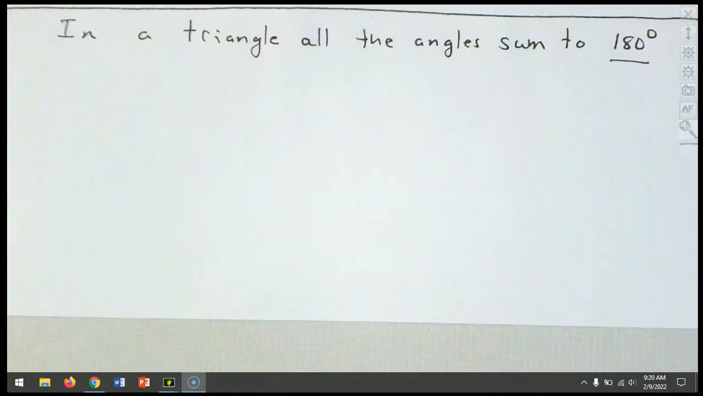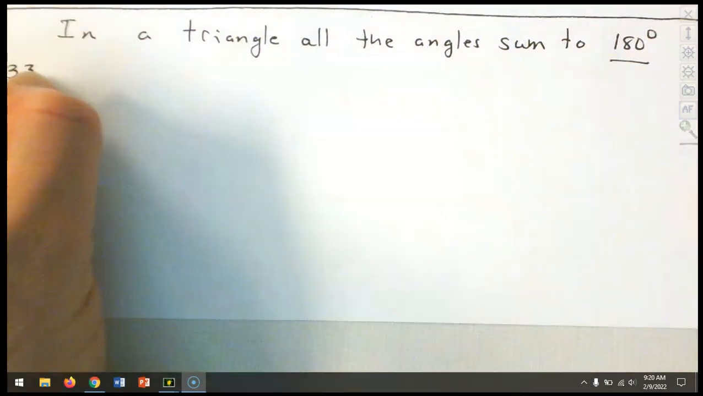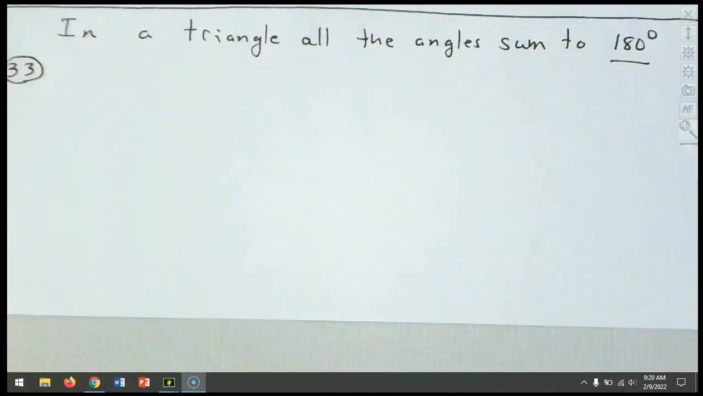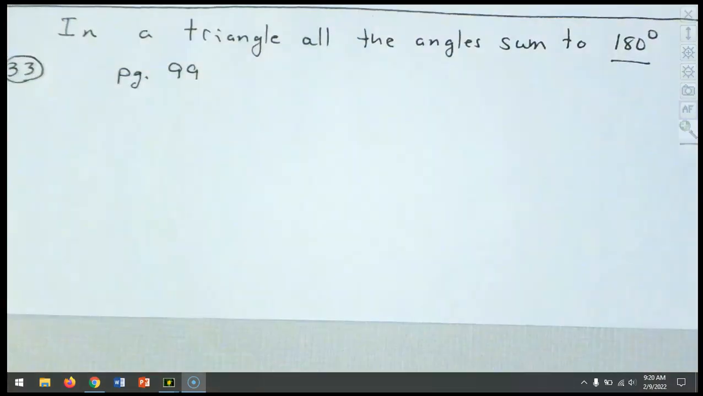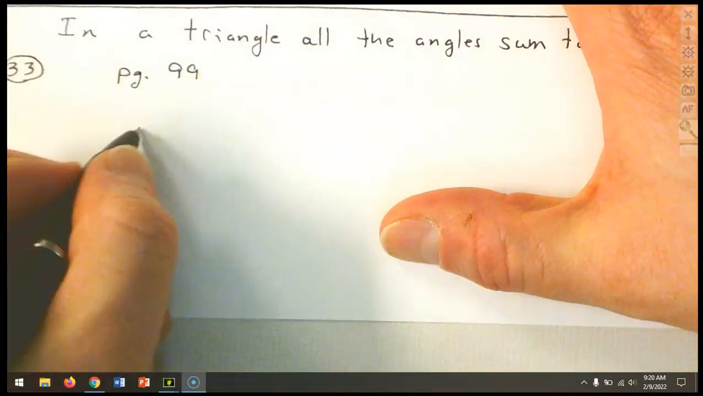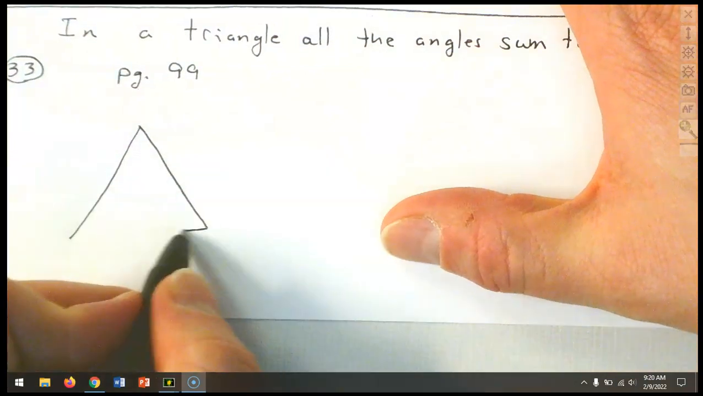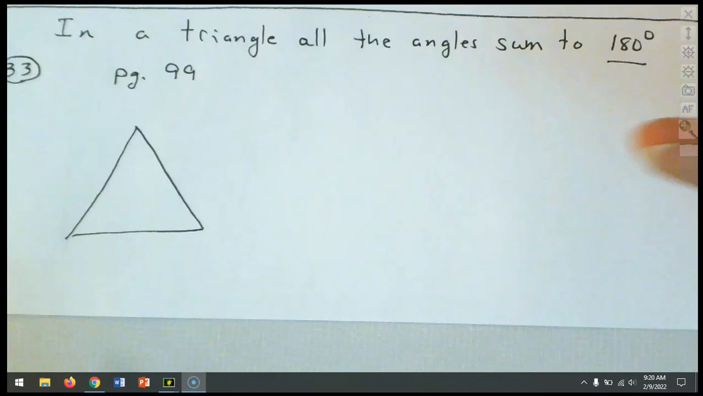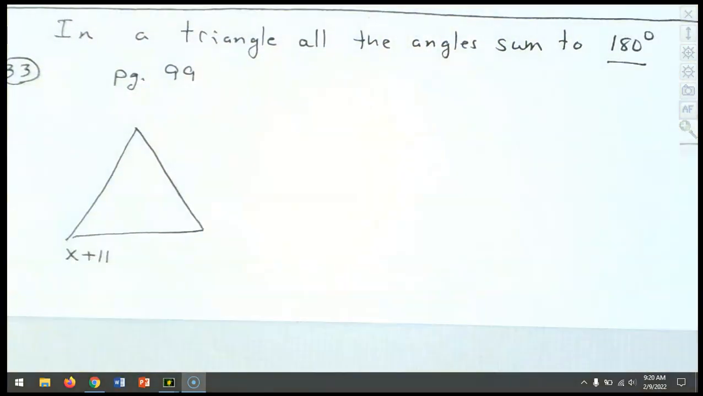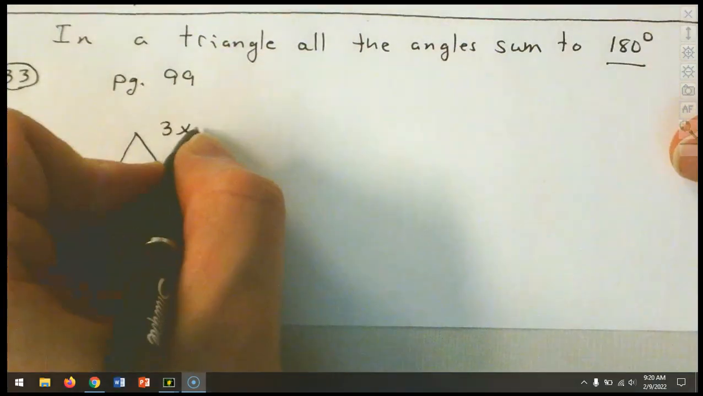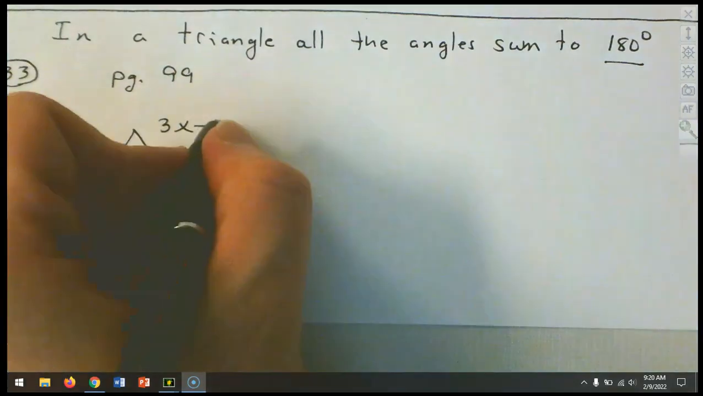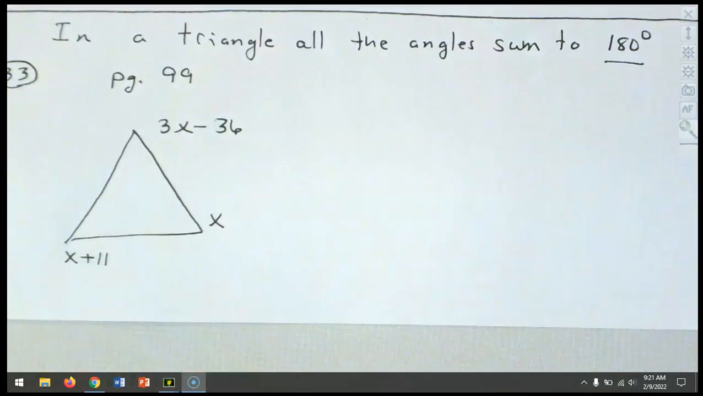Let's look at question 33. Then I'm just going to draw up our triangle on question 33. This is on page 99, so you can go to your textbook if you want to, or I'm just going to draw up the triangle for us on the screen. Okay, so there's our triangle, right?